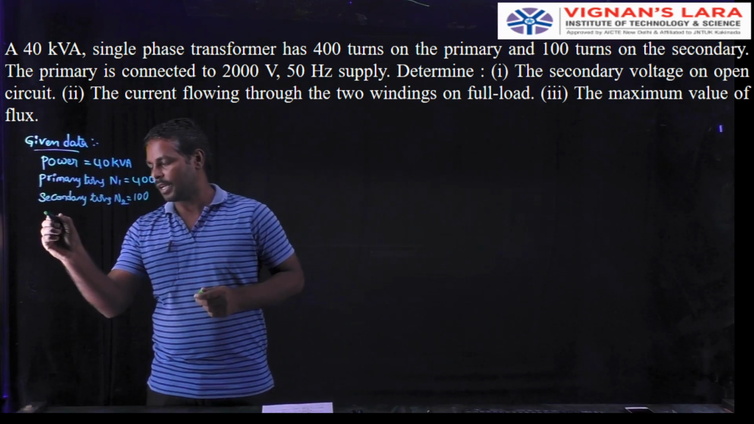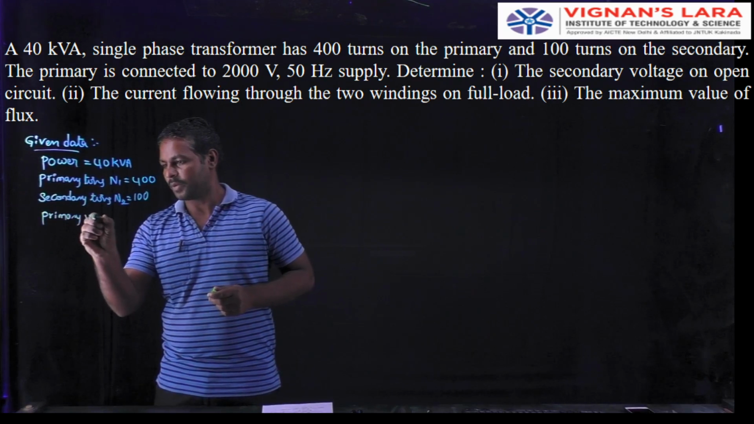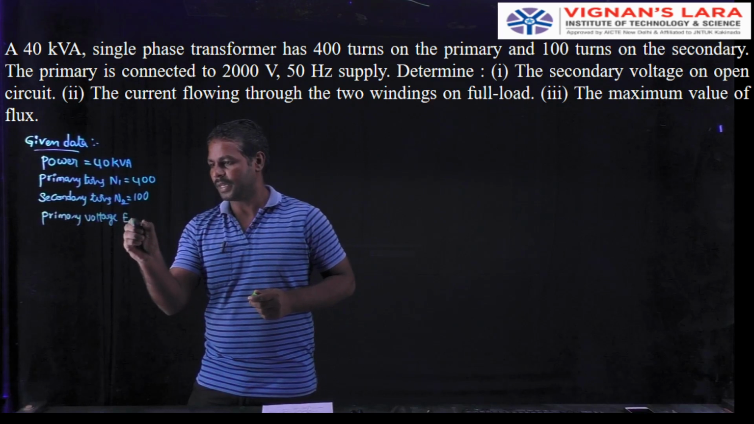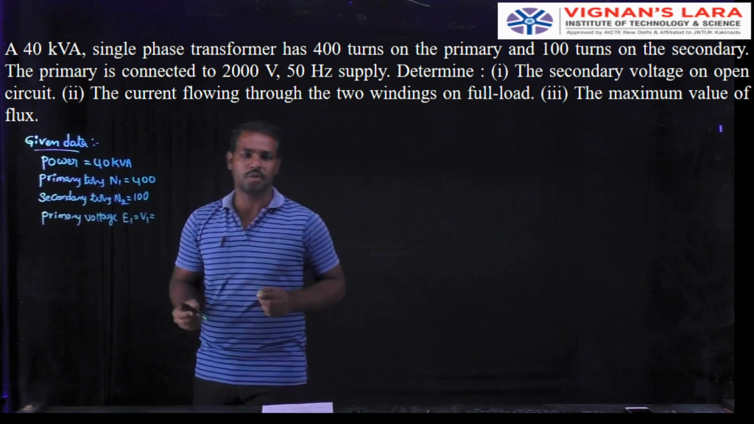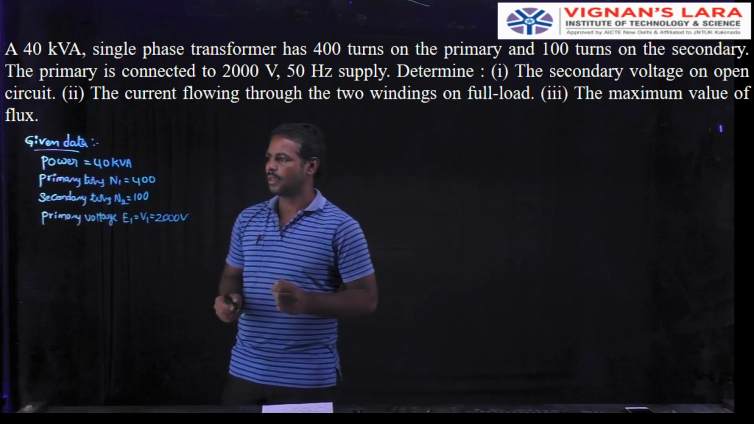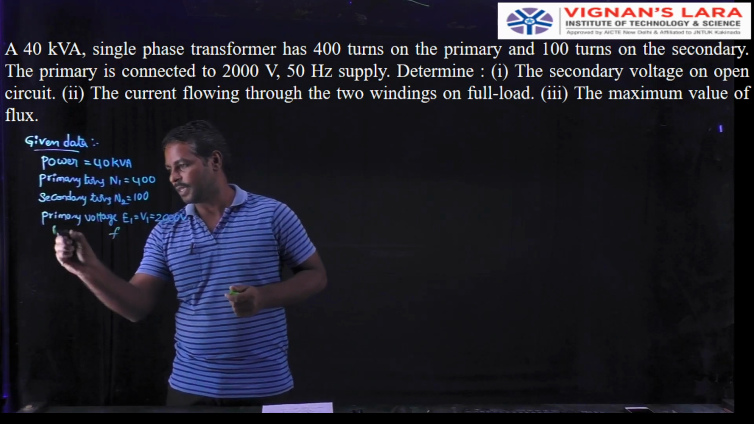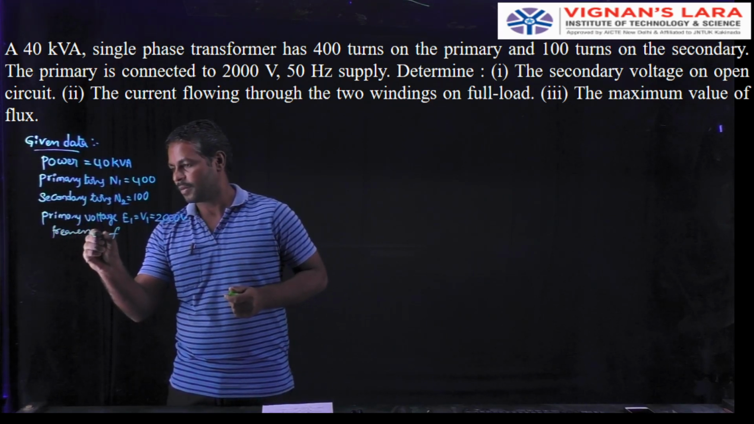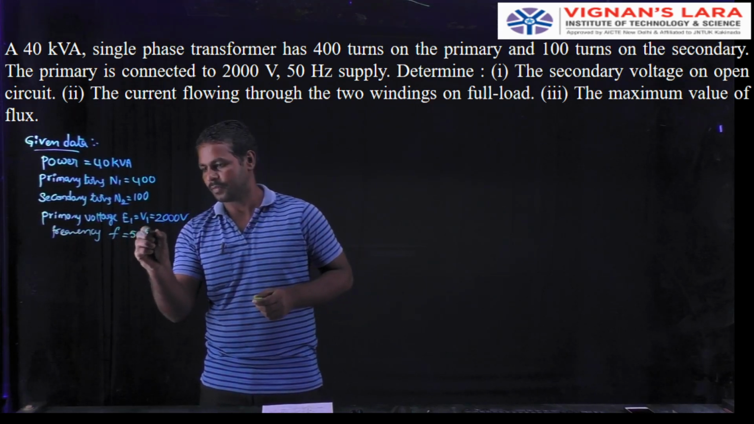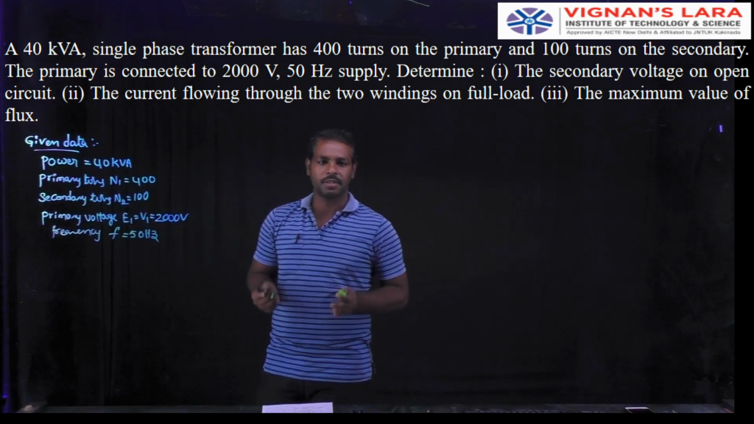So the input voltage or primary voltage V1 is equal to 2000 volts. Then the frequency F is equal to 50 Hz. So based on this data, we can find out the three parameters.